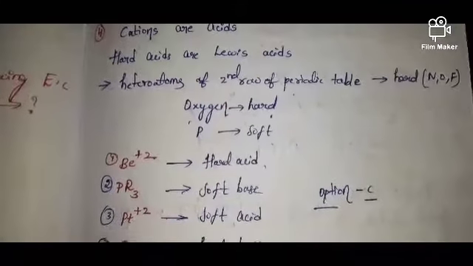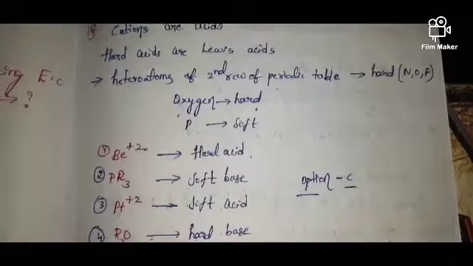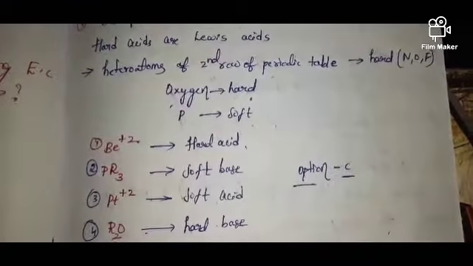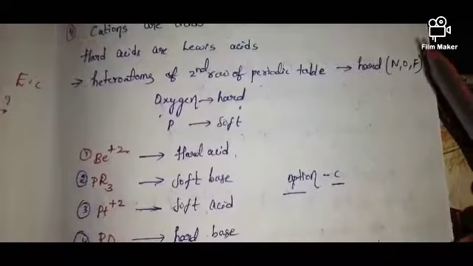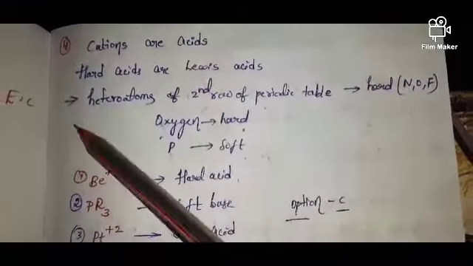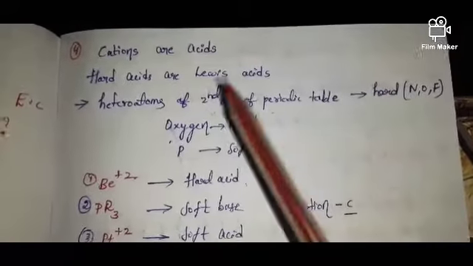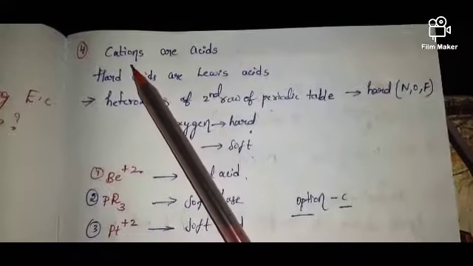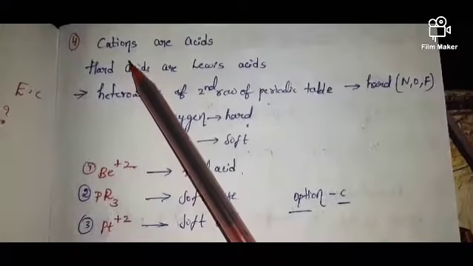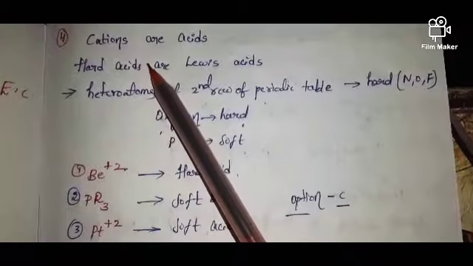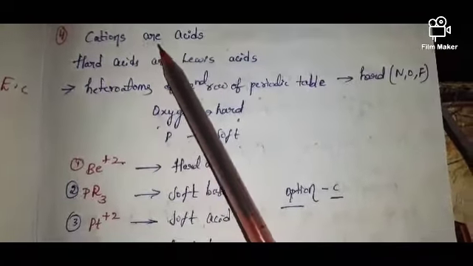Next, the fourth question is based on hard acids and hard bases, soft acids and soft bases. Before answering this, let us know these minimum basic things, friends. Try to remember these points. Cations are acids. Cations means atoms or molecules which have a positive charge; those are said to be acids. So cations are acids.